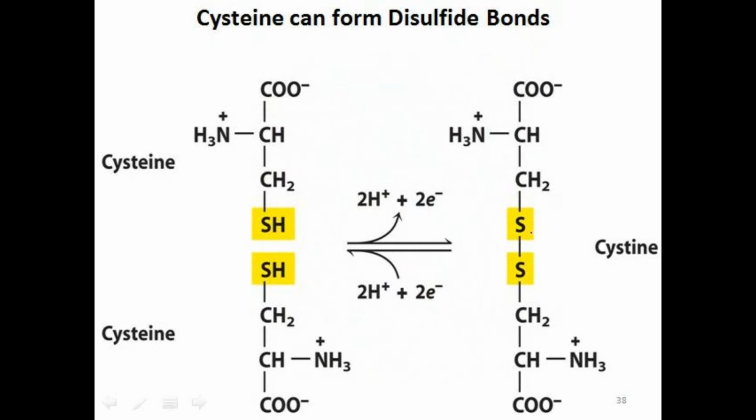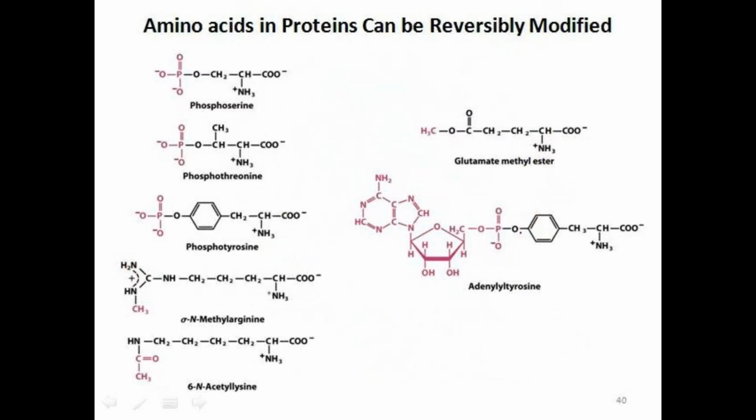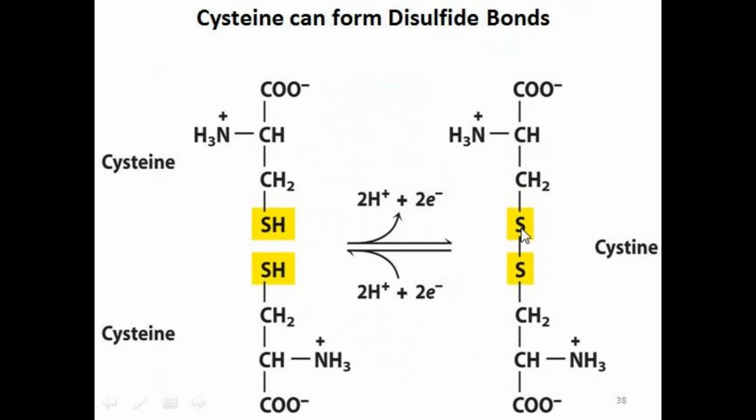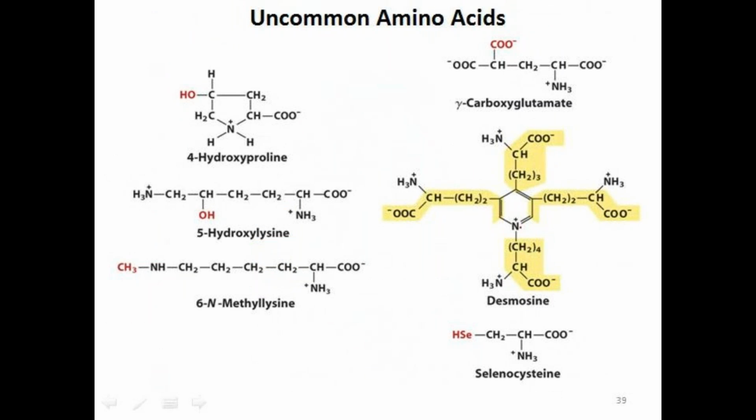Okay, this is the disulfide bond, formed by cysteine. Next, coming to these, here are the common amino acids. All are the common amino acids.